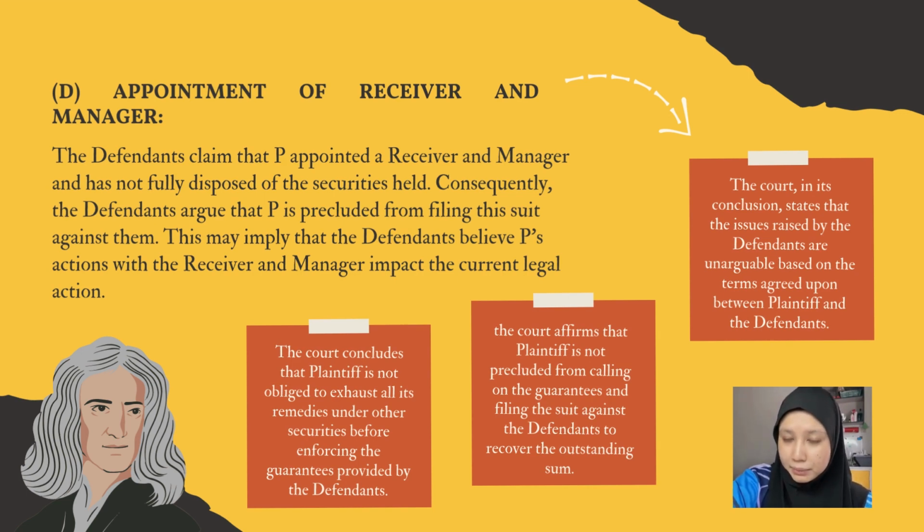The defendant claimed that the plaintiff appointed a receiver and manager and has not fully disposed of the security held. Consequently, the defendant argued that the plaintiff is precluded from filing this suit against them. This may imply the defendant's belief that the plaintiff's action with the receiver and manager impacts the current legal action.